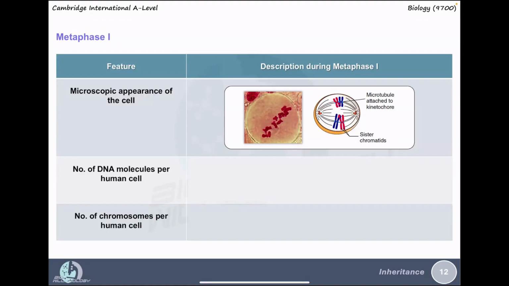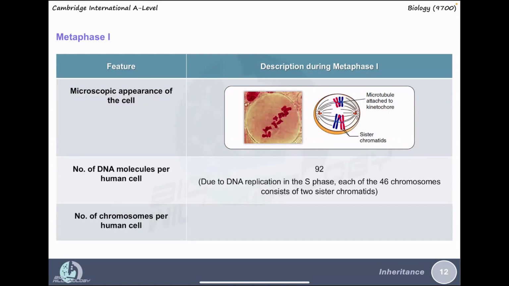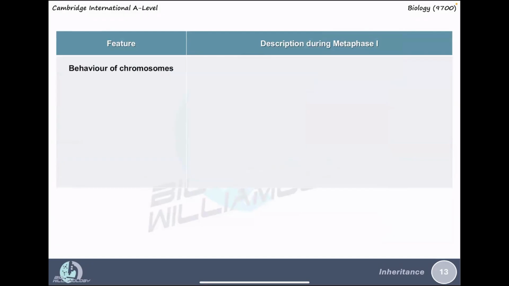So what is the number of DNA molecules per human cell? In every single human cell, in this case, it is 92. Why? Because, again, each metaphase chromosome consists of 2 sister chromatids, and each sister chromatid consists of 1 DNA molecule. There are 46 chromosomes per human cell at this moment, and this number will remain unchanged throughout metaphase 1. So what is the behavior of the chromosomes?